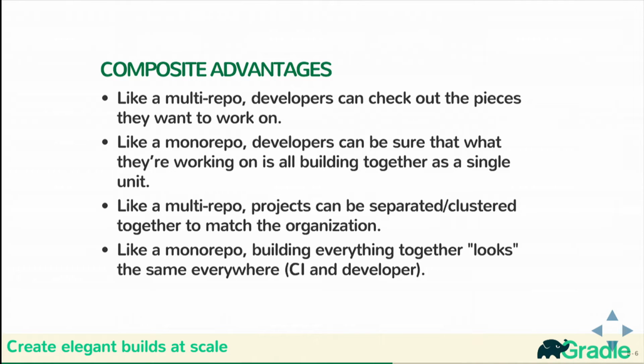All that. And then like a multi-project, we can separate your teams based on the way you want to separate your organization, so they can be clustered together. Say these projects all belong to this team, and they can have their own release cycle and everything else, but still combine them together in a composite at the end. So like a monorepo, even if you have all those separate projects, all those separate teams, we can combine everything together, and so it looks like a monorepo build. And so in that way, CI and the developer build looks exactly the same.